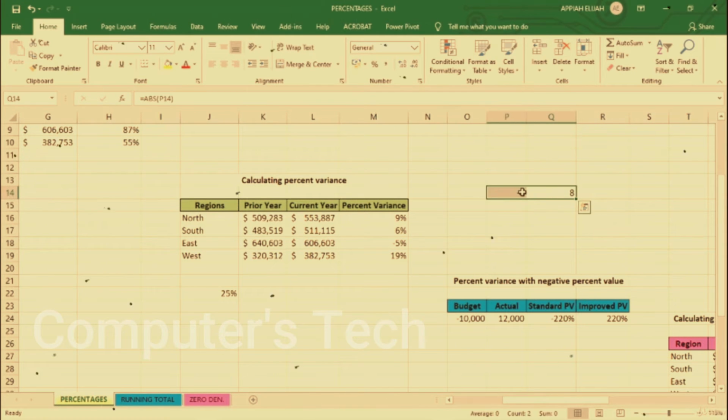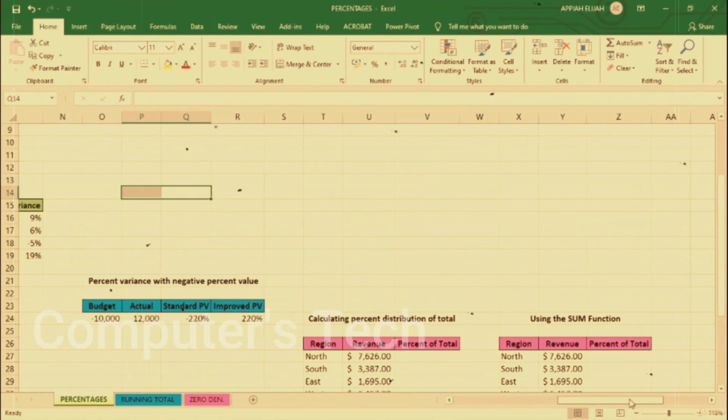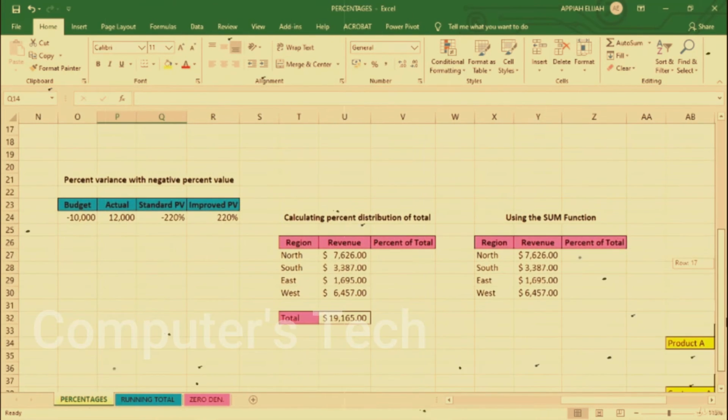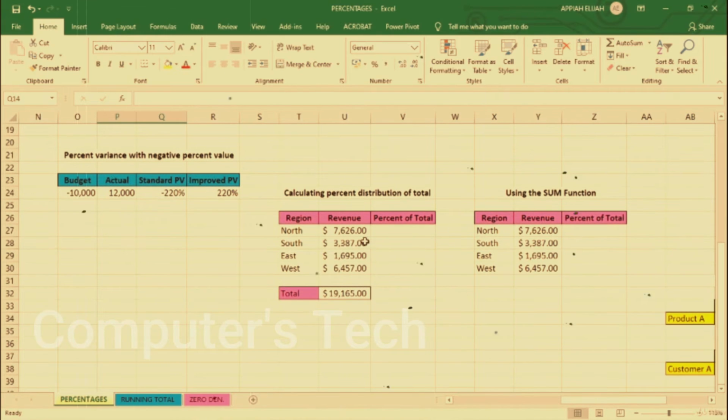And so that is what we are doing. So the ABS function will negate the negative value so that it reports a positive value for you. And so we proceed on to learn how to calculate the percent distribution of total.